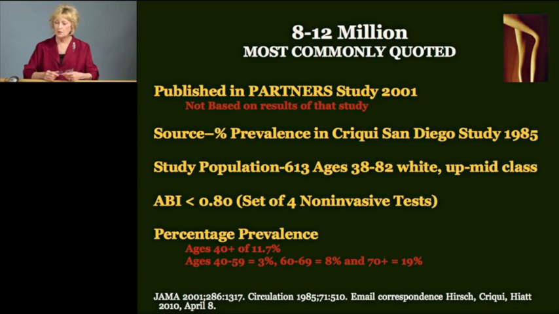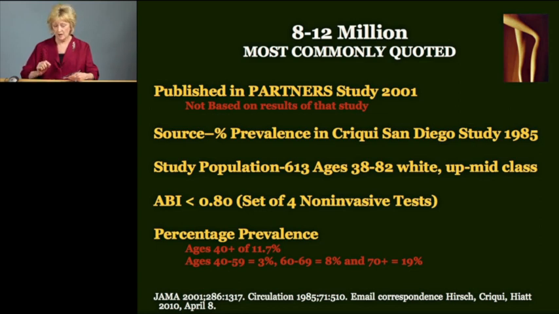Although published in the PARTNER study, this number was not calculated based on any results from that study. Rather, the 12% prevalence in those 40 and over was based on the Criqui San Diego study that was published in 1985. This study was done in a little over 600 white upper middle class individuals who lived in Orange County, California. Importantly, ABI less than 0.8 was the definition, and they also included a set of 4 non-invasive tests.